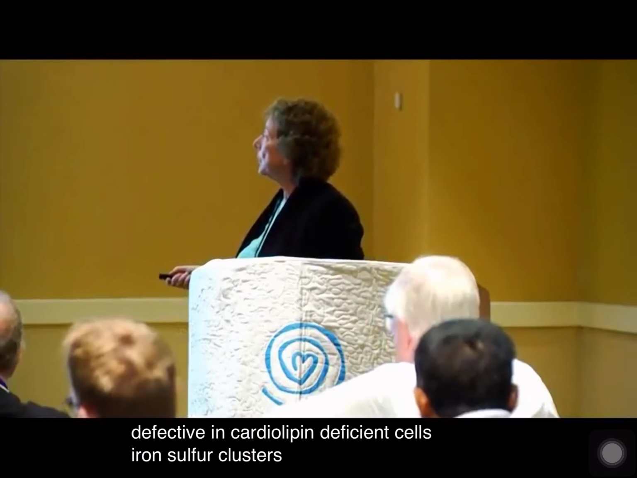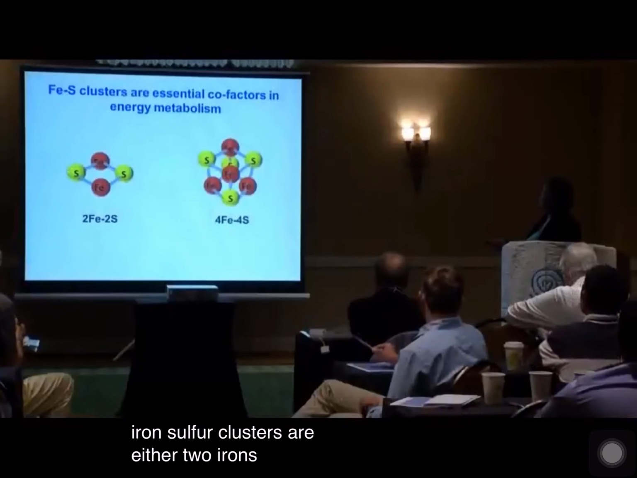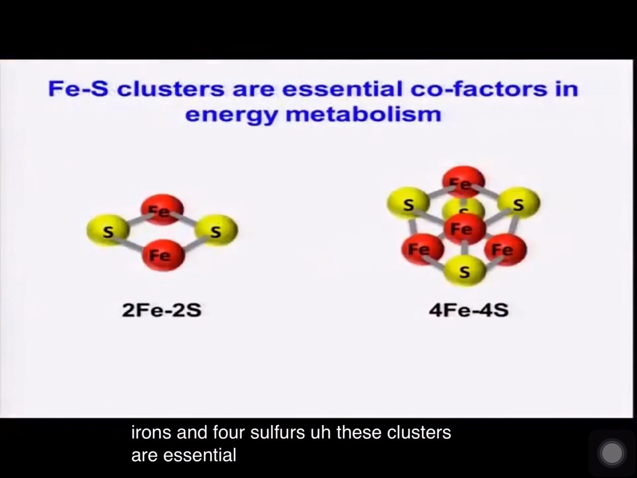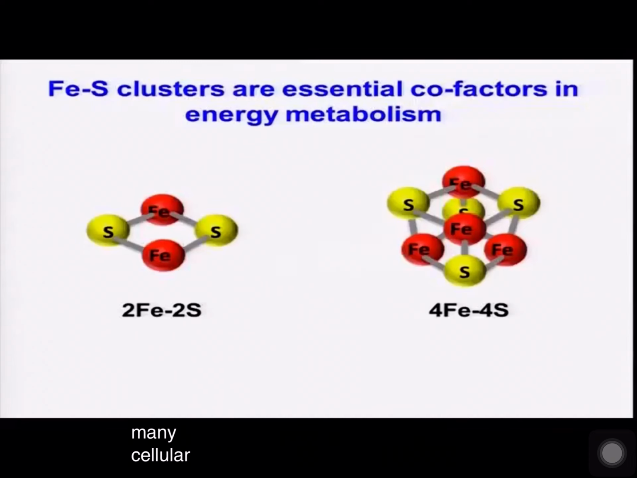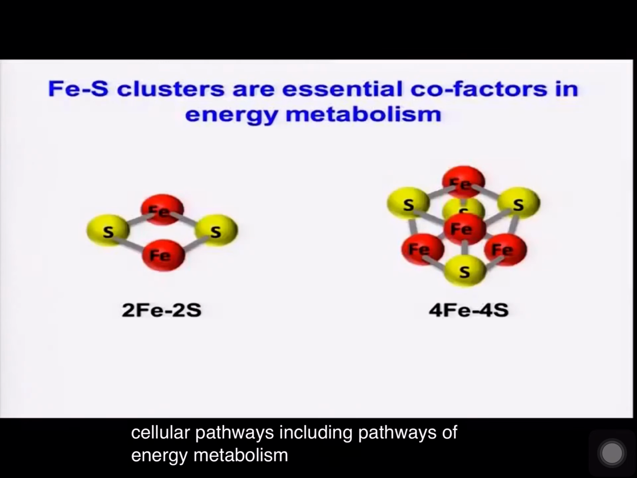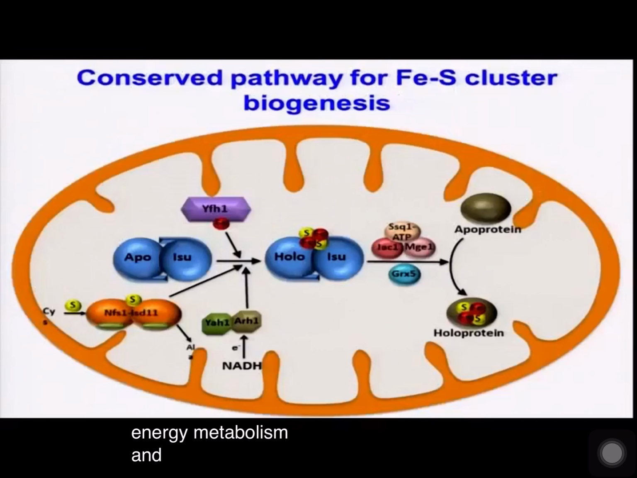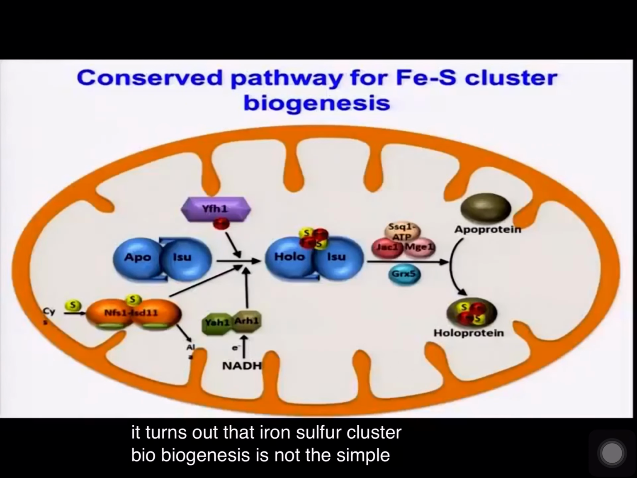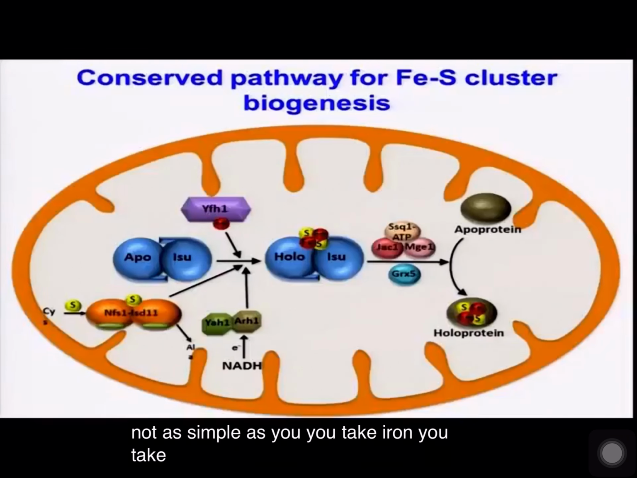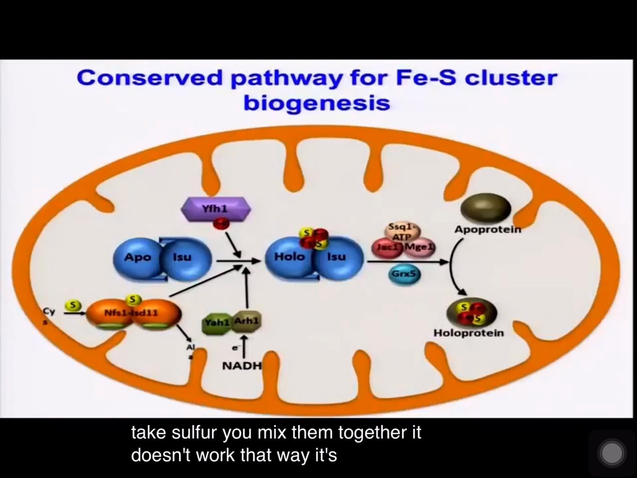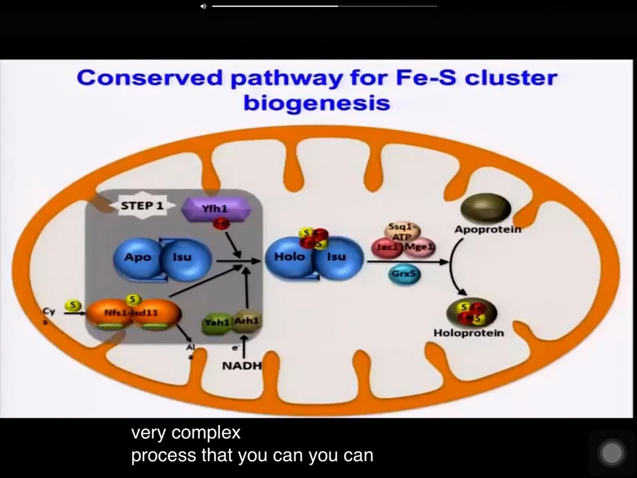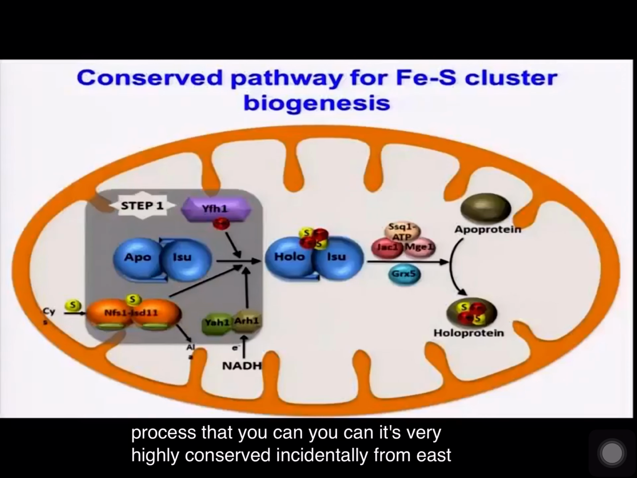Iron-sulfur clusters are either 2 irons and 2 sulfurs, or 4 irons and 4 sulfurs. These clusters are essential cofactors in many cellular pathways, including pathways of energy metabolism. And it turns out that iron-sulfur cluster biogenesis is not as simple as you take iron, you take sulfur, you mix them together. It doesn't work that way. It's actually a very complex process that is very highly conserved, incidentally, from yeast to humans.